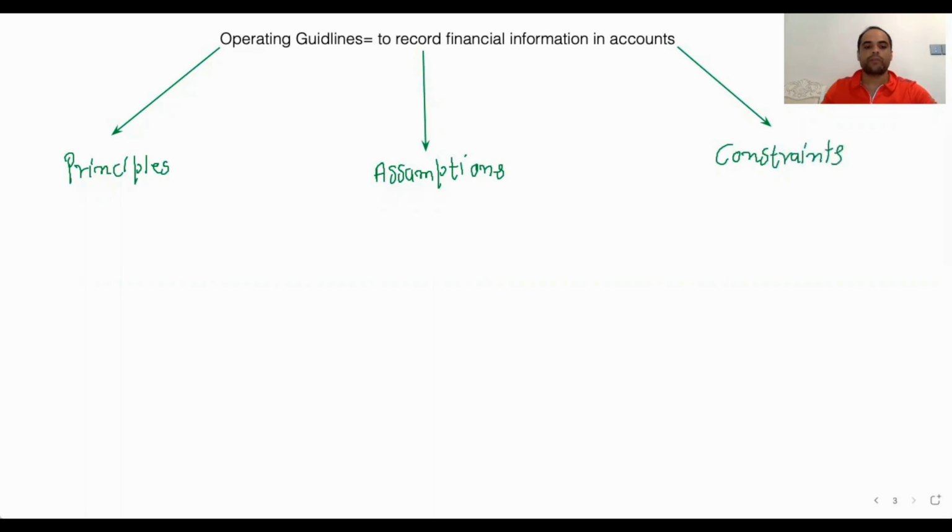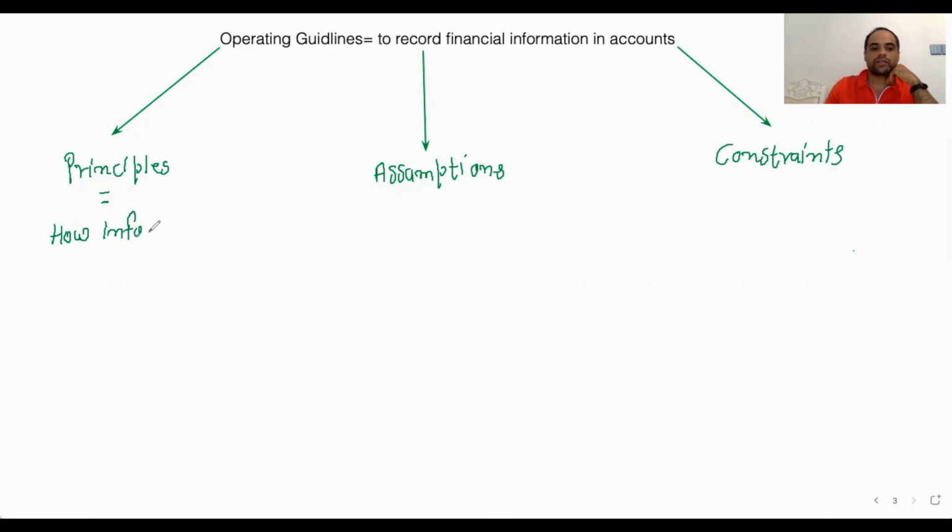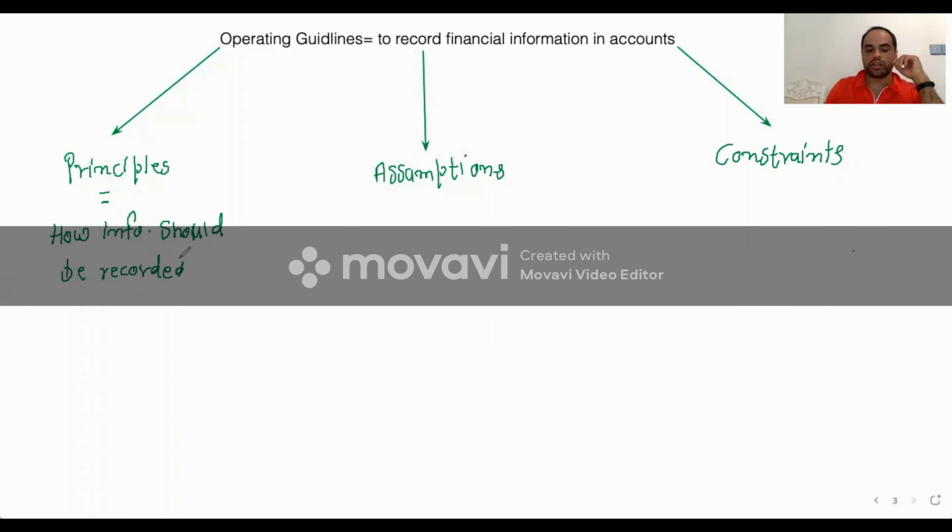Now, what is the meaning of principle? Principle basically tells us how information should be recorded. When you're going to record information, what you have to keep in your mind, how information exactly should be recorded. Assumptions.